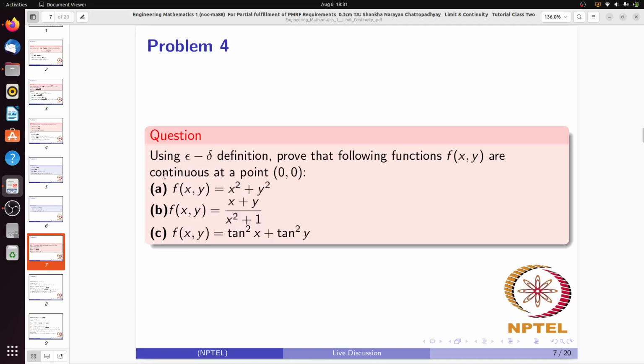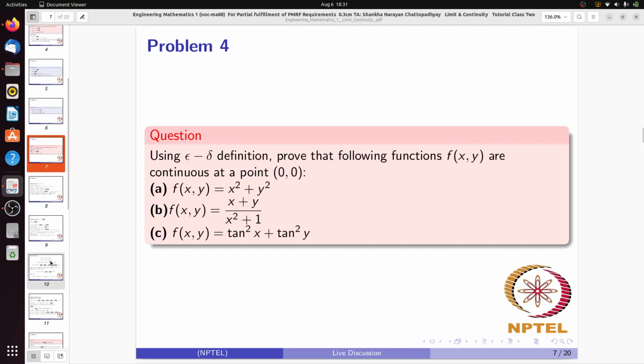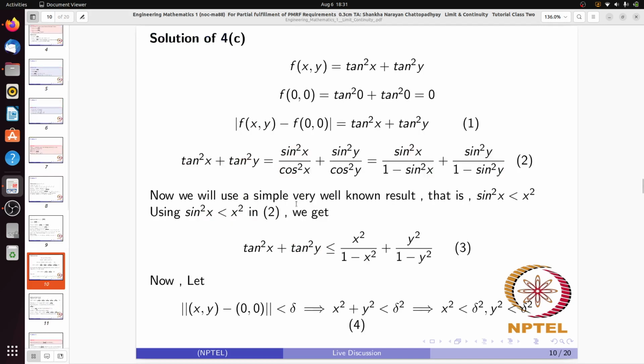Now for part C we have to use some standard way because it is comparatively a bit tougher than the other two. So f(x,y) is tan square x plus tan square y. What is f(0,0)? For f(0,0) we put x equals 0 and y equals 0. It gives tan square 0 plus tan square 0, equal to 0.